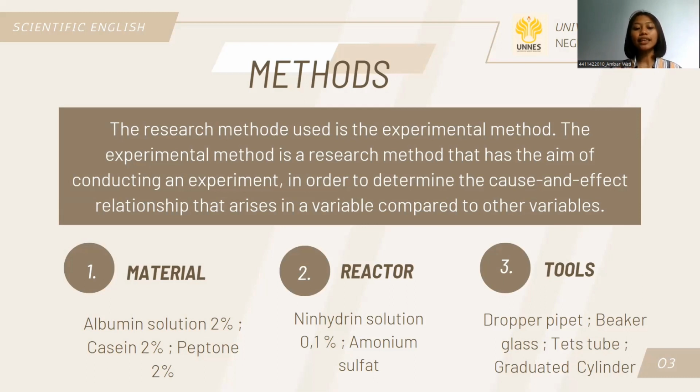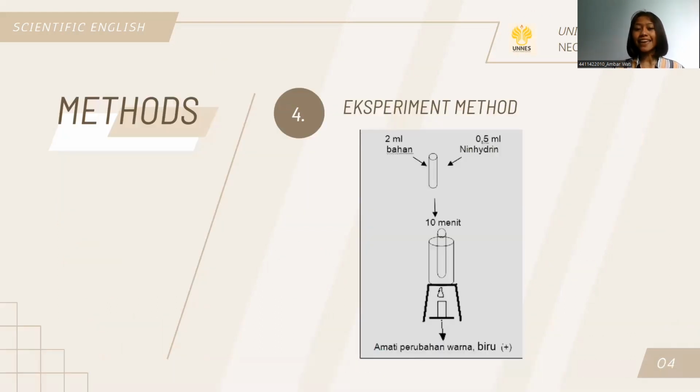The materials used in the experimental method are ammonium sulfate, 2% albumin, 2% casein, and 2% peptone. The reagent used is 0.1% ninhydrin solution. And the tools used are a drop pipette, beaker glass, test tube, and graduated cylinder. And next is the experiment method.